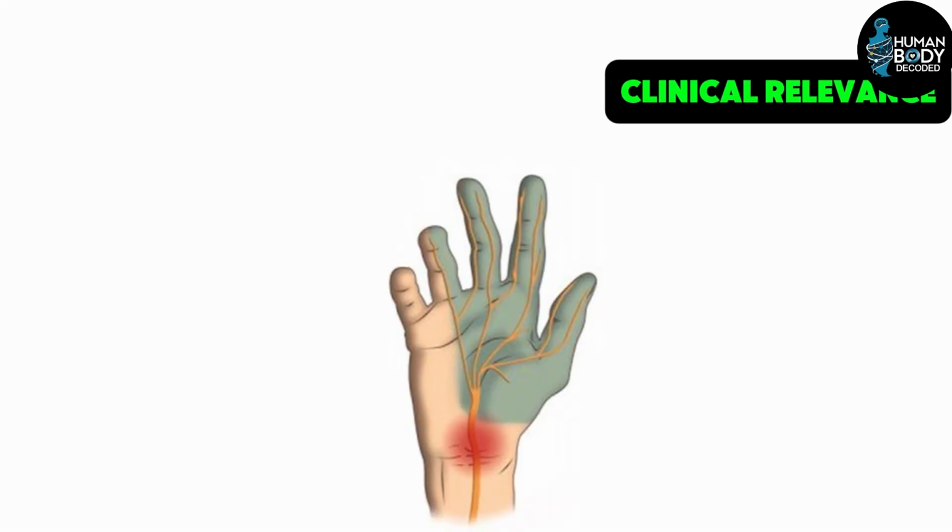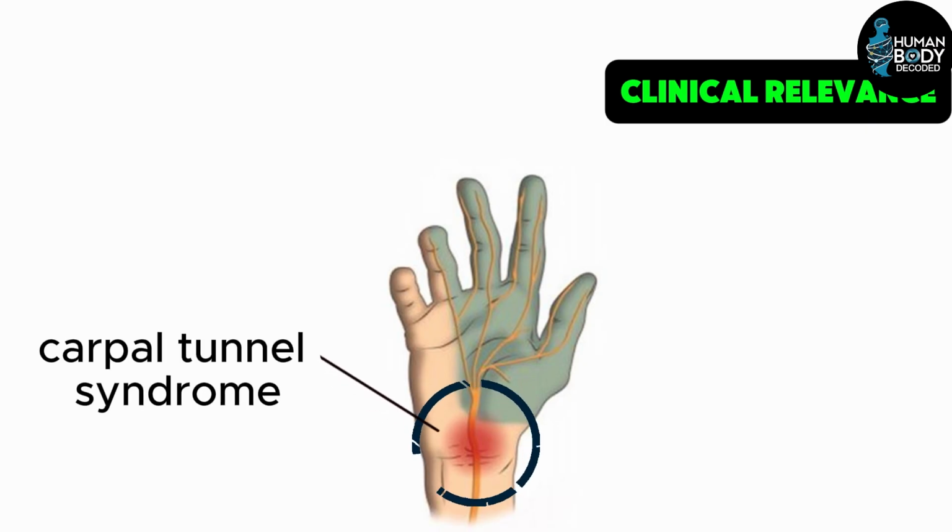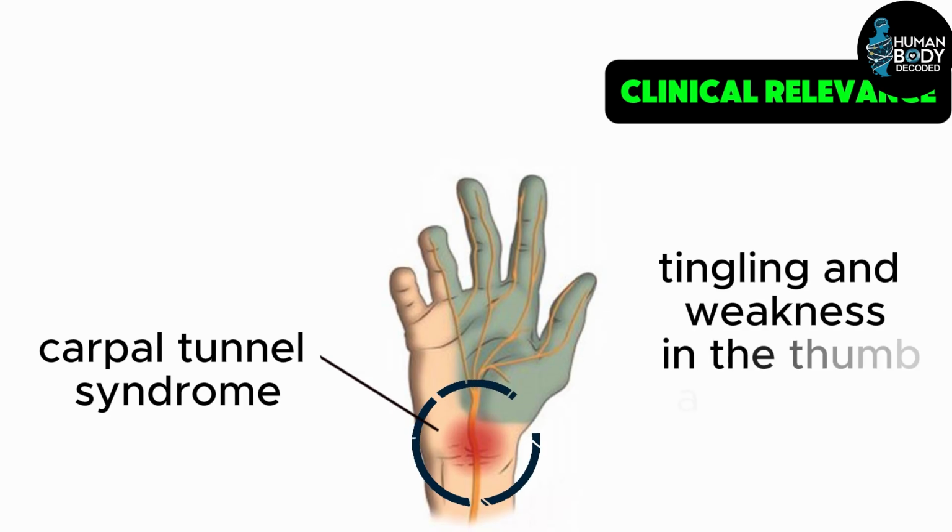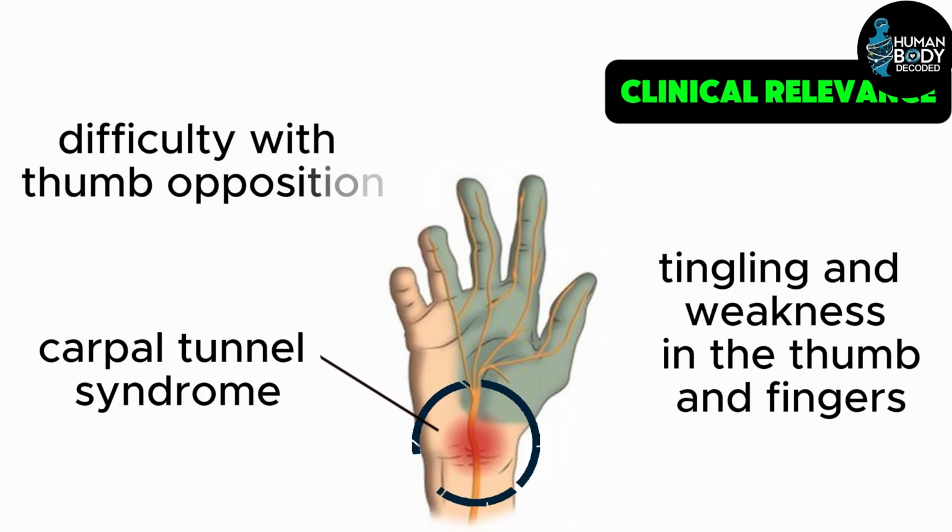Clinical relevance. Injury to the median nerve can result in carpal tunnel syndrome, which causes tingling and weakness in the thumb and fingers, as well as difficulty with thumb opposition.